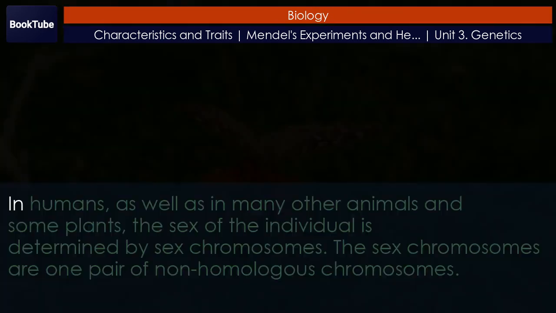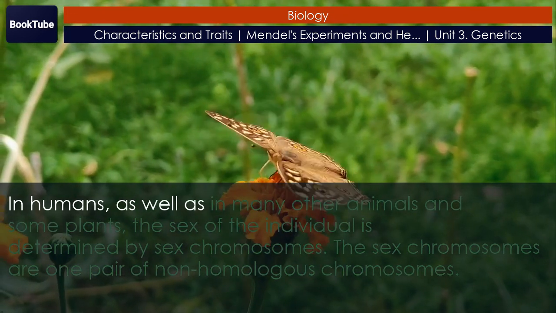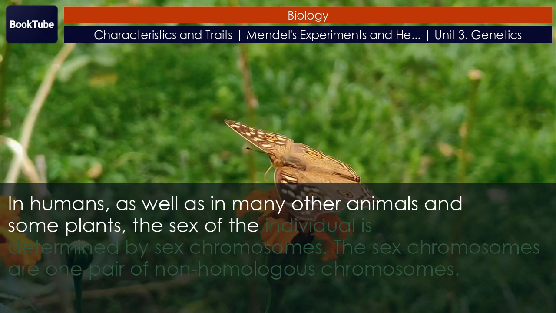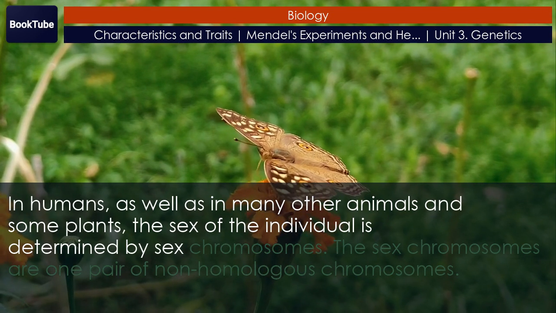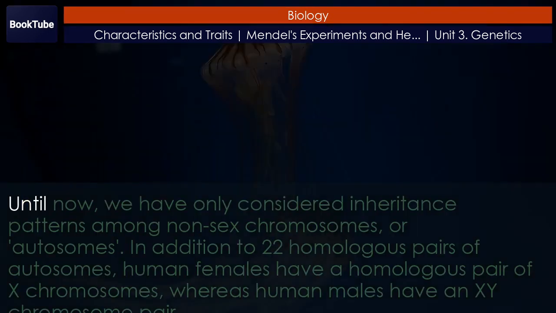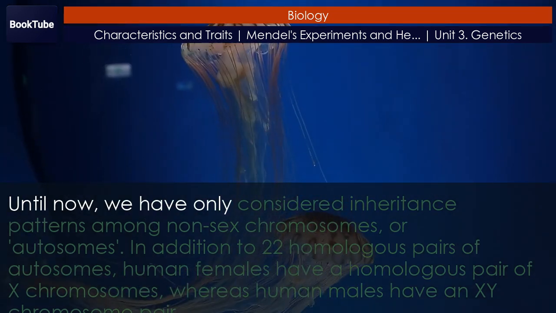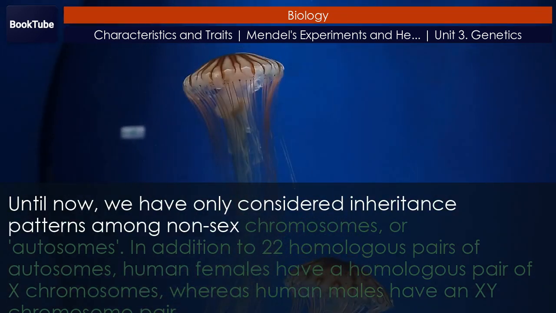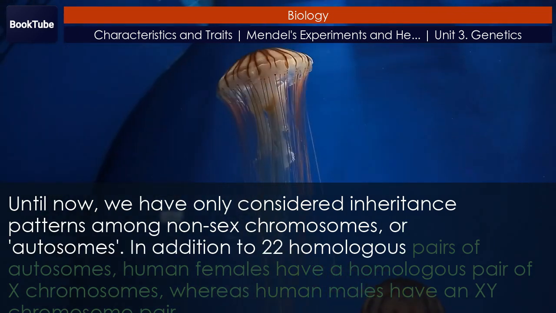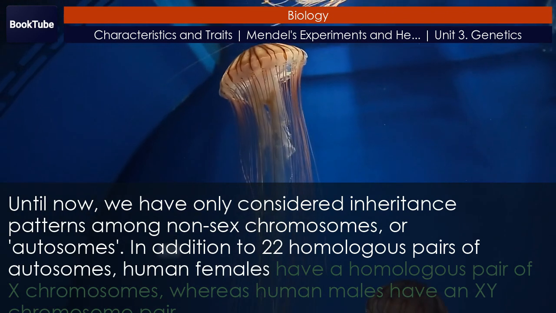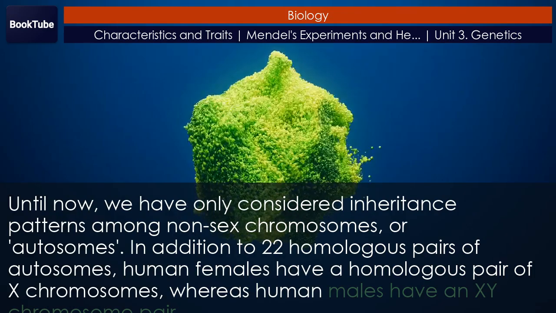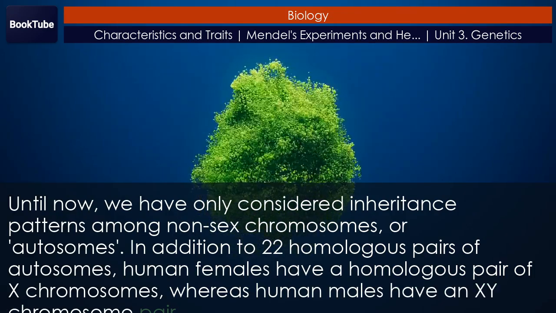X-linked traits. In humans, as well as in many other animals and some plants, the sex of the individual is determined by sex chromosomes. The sex chromosomes are one pair of non-homologous chromosomes. Until now, we have only considered inheritance patterns among non-sex chromosomes, or autosomes. In addition to 22 homologous pairs of autosomes, human females have a homologous pair of X chromosomes, whereas human males have an XY chromosome pair.